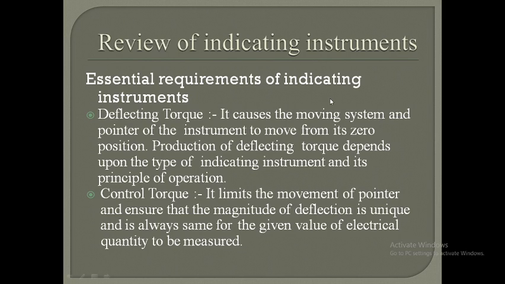So now we'll discuss the review of indicating instruments. In that, essential requirements of indicating instruments are deflecting torque. It causes the moving system and pointer of the instrument to move from its zero position. Production of deflecting torque depends upon the type of indicating instrument and its principle of operation.